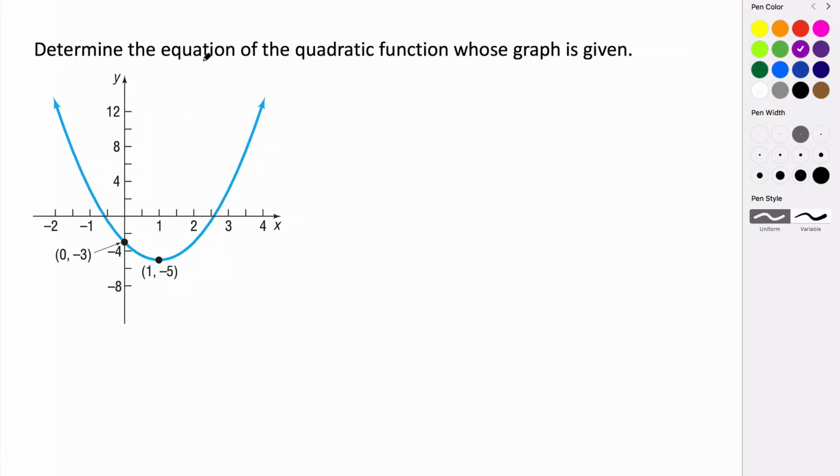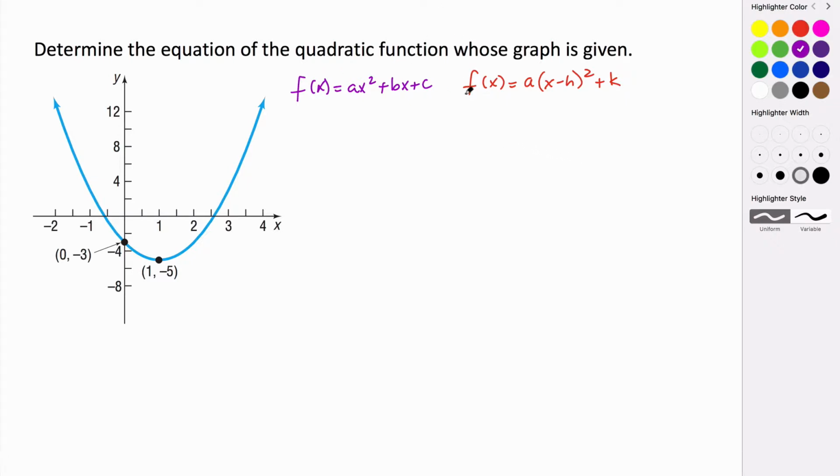In this example, we want to determine the equation of this quadratic function whose graph we're given. So we know two different ways to write the equation of a quadratic. We know standard form, which is f of x equals ax squared plus bx plus c. And we also know vertex form, which is f of x equals a times the quantity x minus h squared plus some value of k.